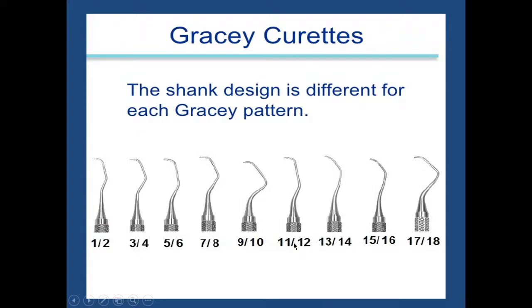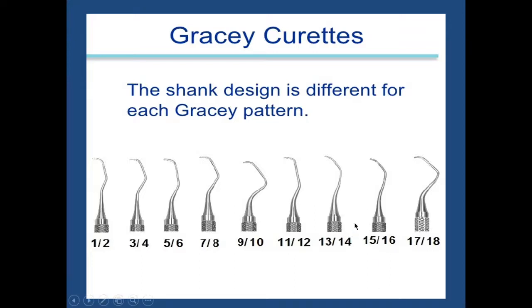So, what is the sequence of the Gracey curette? The Gracey curette set was first 14 instruments: instrument number 1, number 2, number 3, number 4, up to 14. So if the periodontist needs to do scaling and root planing for the entire dentition, we need to use 14 instruments.